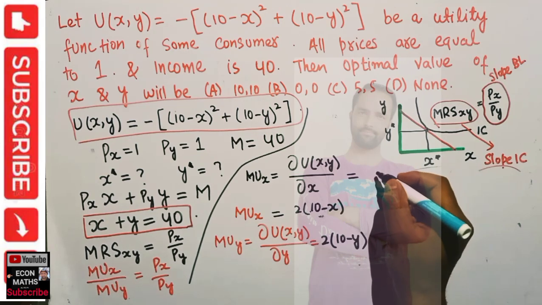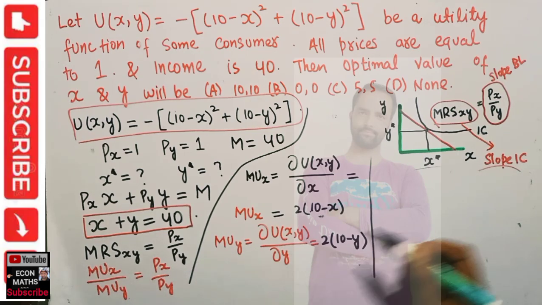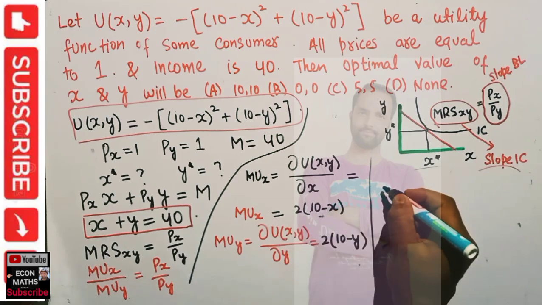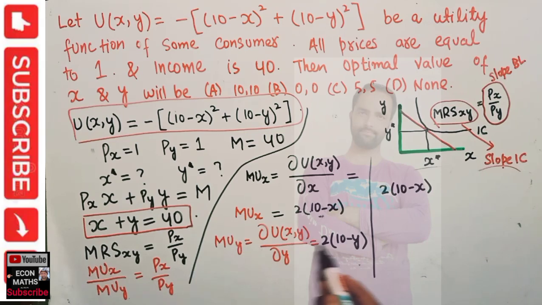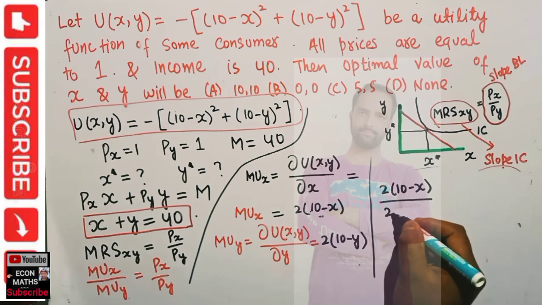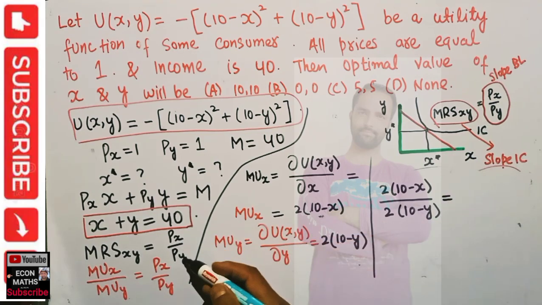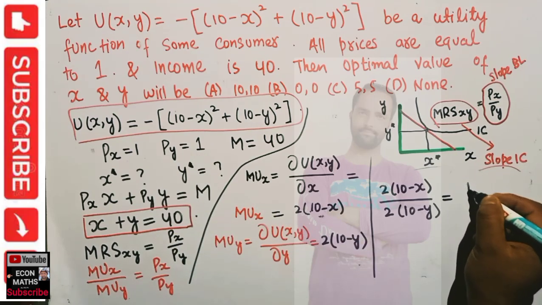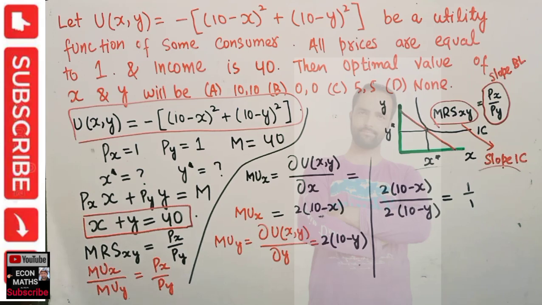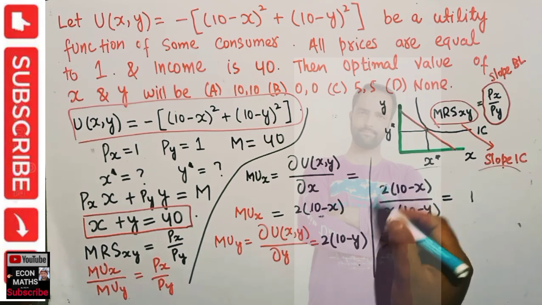Okay, so let us write here now. So marginal utility of x upon marginal utility of y will be then, marginal utility of x is 2 times 10 minus x, marginal utility of y we calculated, that is 2 times 10 minus y, should be equal to price of x upon price of y. Price of x is 1, price of y is also 1. So 1 upon 1, so we are left with only 1. Okay, so I will write simply 1. So 2 and 2 will get cancelled.